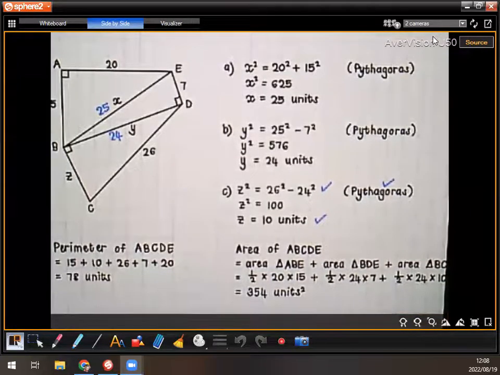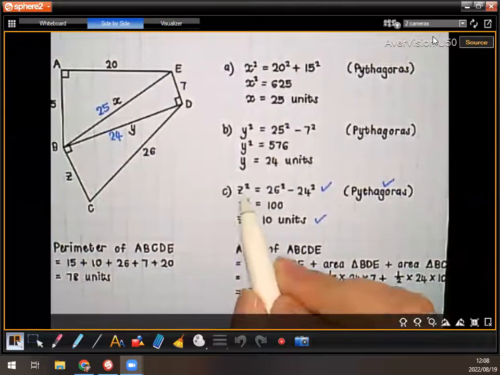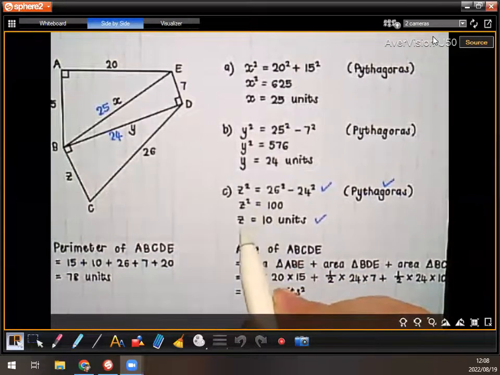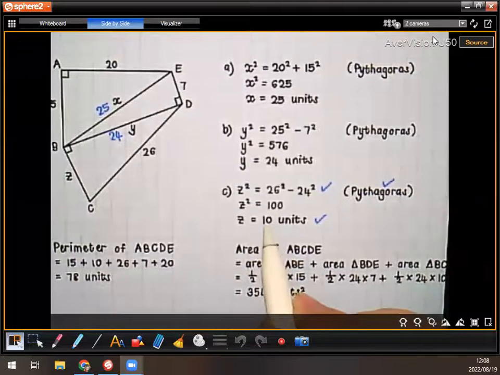Some of you were getting confused yesterday. Some of you were square rooting multiple times. And for this example, z squared is 100. Z is going to be the square root of 100, which is 10. And then you stop. You're not going to square root again. You just square root once.